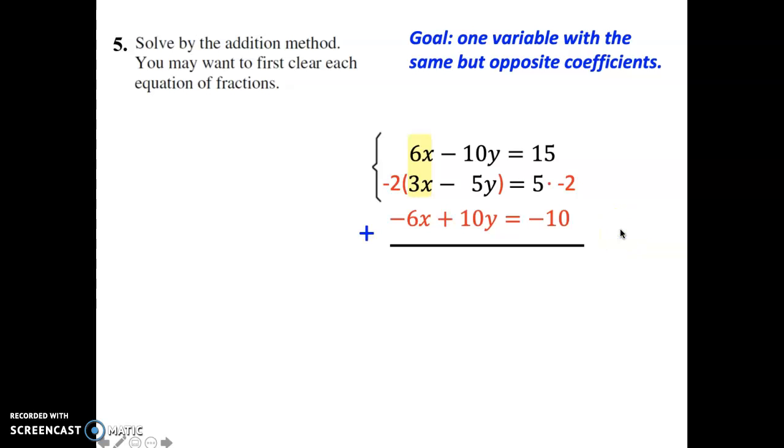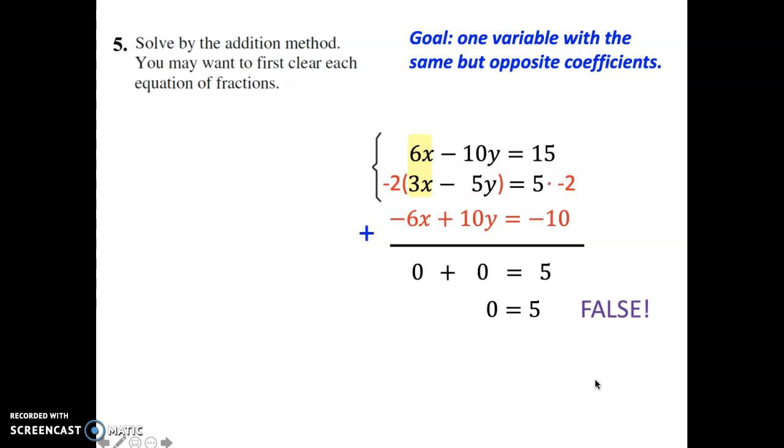So now I'm going to ignore this equation here. I'm going to take 6x, subtract 6x, and I get 0. I'm going to take this negative 10y and add 10y, and I get 0. Over here I have 15. I'm going to add negative 10, and I get positive 5. This gives me 0 equals 5, and that is false.